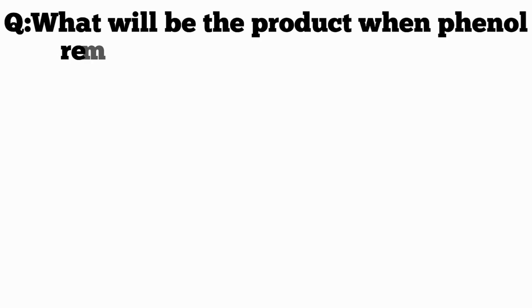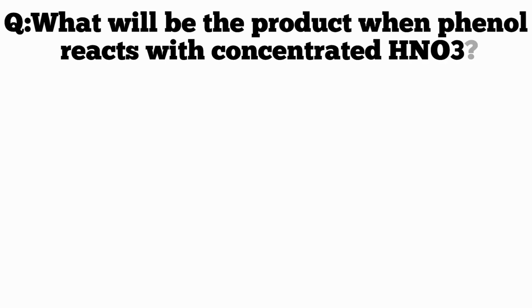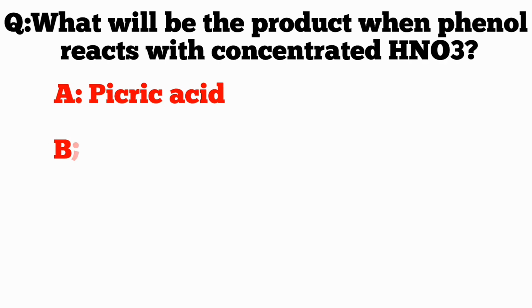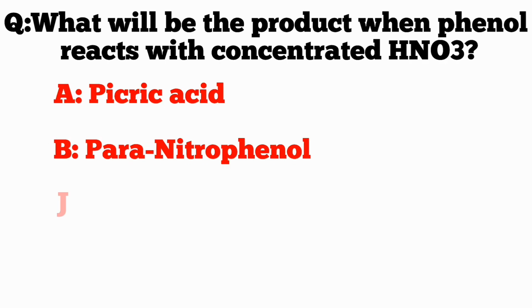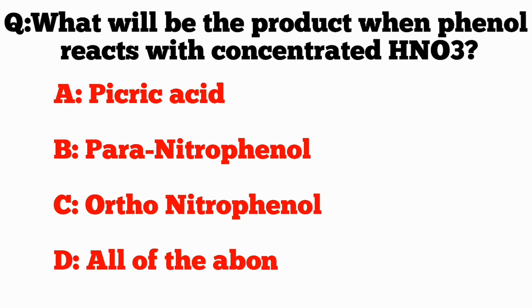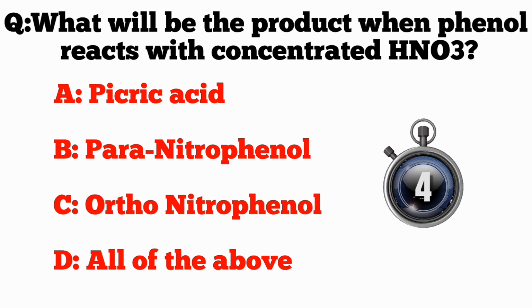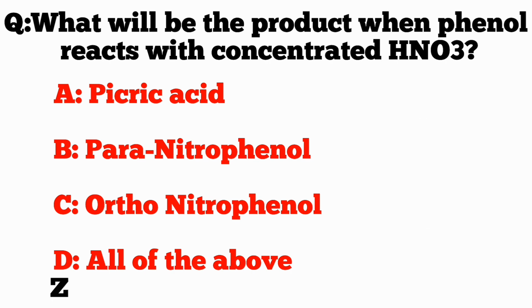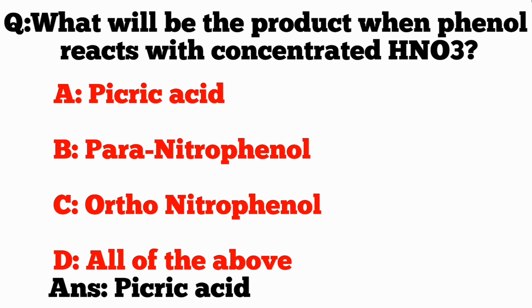Q. What will be the product when phenol reacts with concentrated HNO3? A. Picric acid. B. Paranitrophenol. C. Orthonitrophenol. D. All of the above. Answer: Picric acid.